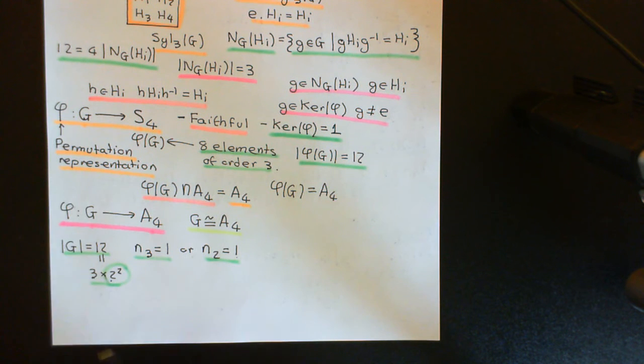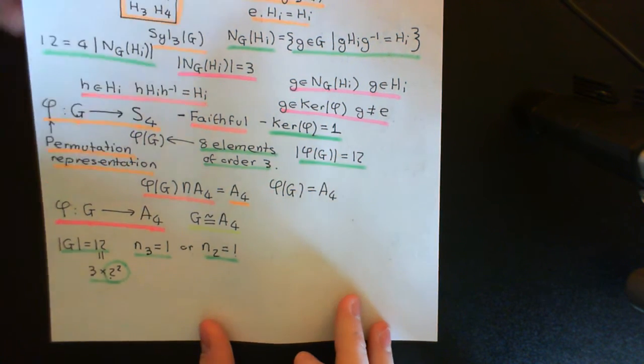So what you can therefore conclude is that any group of order 12 will have a normal Sylow subgroup. Either it will have a normal Sylow-3 subgroup, option 1, or it will be isomorphic to A4, in which case it will have a normal Sylow-2 subgroup. So it will have a normal Sylow subgroup, that is the important thing here.